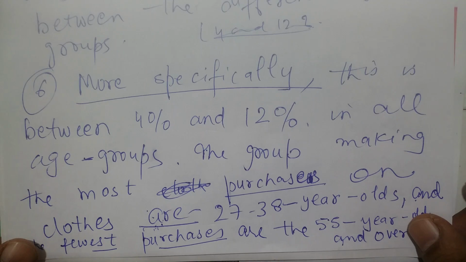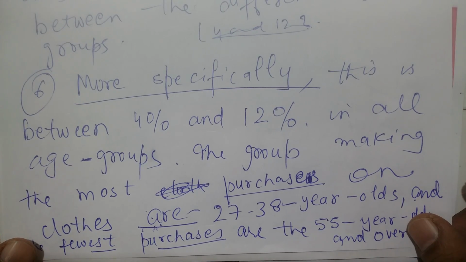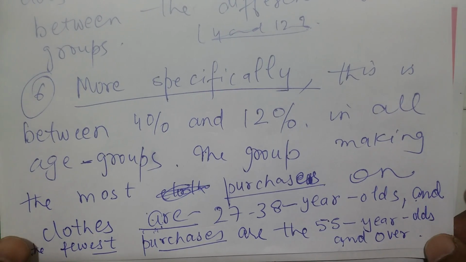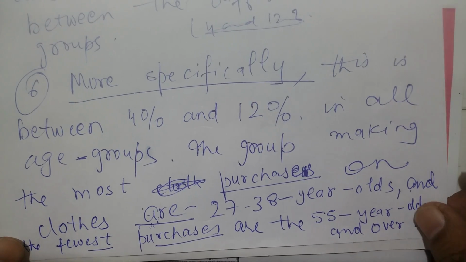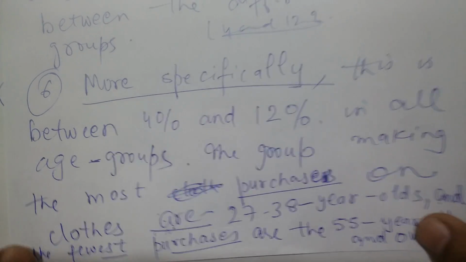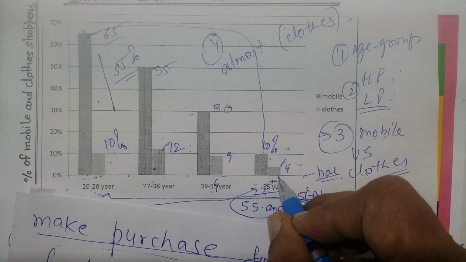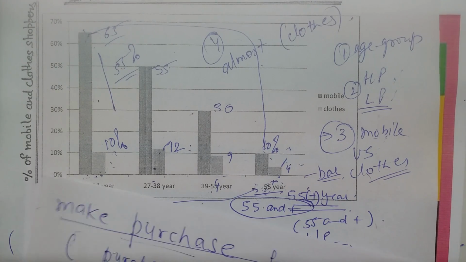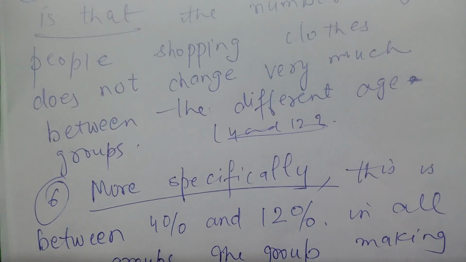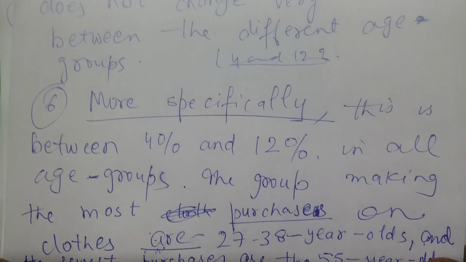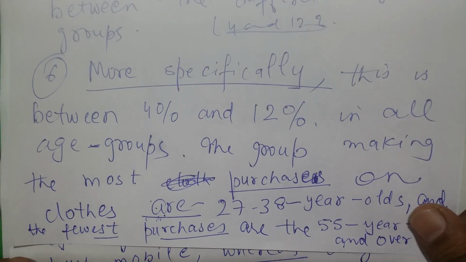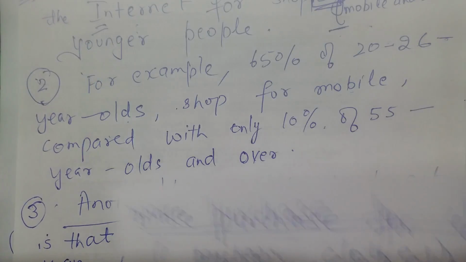This is between 4% and 12% in all age groups. The group making the most purchases on clothes are this and fewest purchases are this. तो ये चीज है, सबसे ज्यादा किसने परचेज करी, इसने क्लोथ की, सबसे कम की किसने करी, इसने करी. अभी तो और भी बना सकते हो, ये तो मुझे पता नहीं कितने वर्ड्स होंगे, अराउंड 70-80 हो गए होंगे, ठीक है, ये आप काउंट कर लीजिए. मैंने पूरा नहीं किया, मैंने सिर्फ एक वर्कआउट किया है.